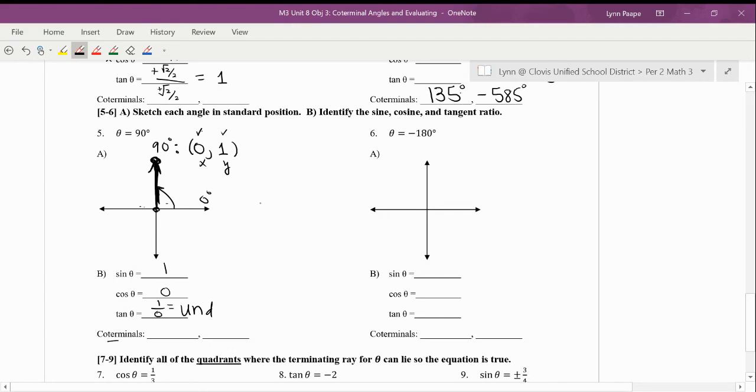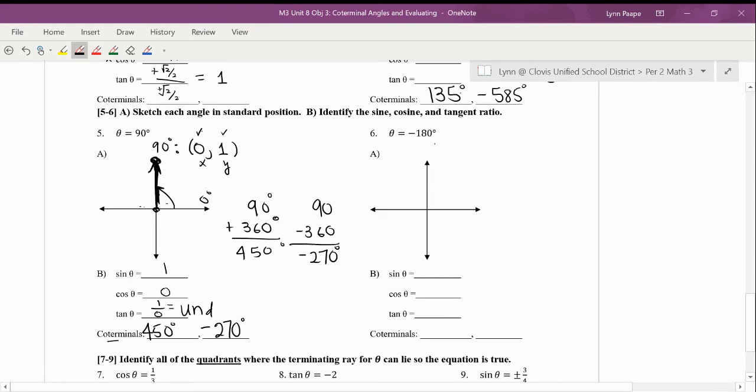And then we'll do coterminals for this one. So coterminals, I'm going to take the angle that was given, which is 90 degrees. I'm going to add 360 to it, and then I'm also going to subtract 360. So one of the coterminal angles is 450, and then let's subtract for the other. So that would be negative 270 degrees.